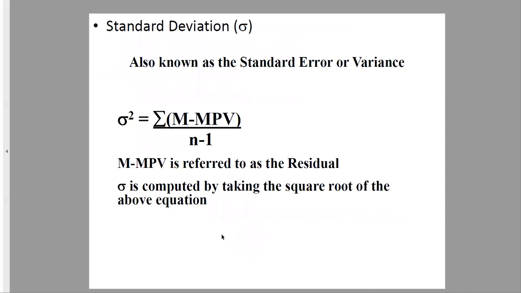Also, we can calculate the standard deviation using this relation, where sigma is our standard deviation, and the relation is stated here. M minus MPV is the residual. And we'll calculate sigma by just taking the square root of this. So for calculating this, we just have to take the square root of these terms.